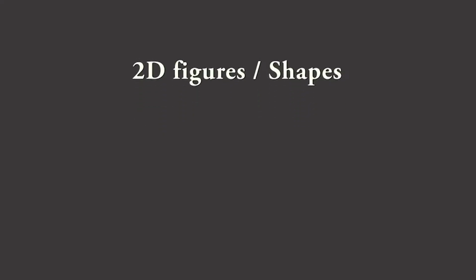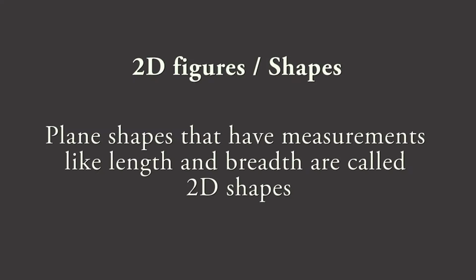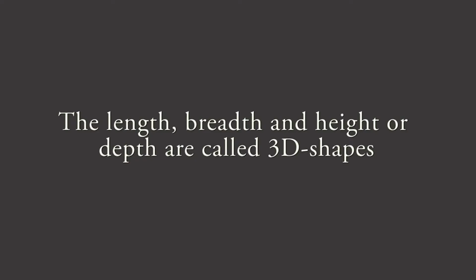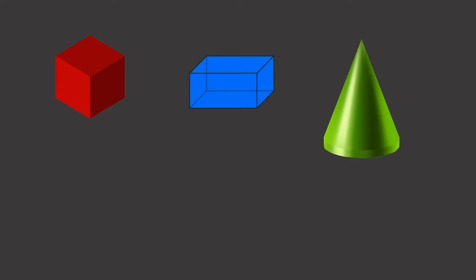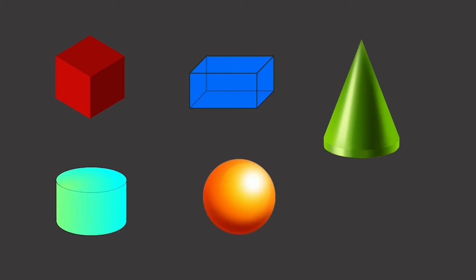2D figures or shapes. Plane shapes that have measurements like length and breadth are called 2D shapes. For example, a rectangle, a square, a triangle, or a circle. 3D figures or solids. Solid objects having three measures like the length, breadth, and height or depth are called 3D shapes. They also occupy space. For example, a cube, a cuboid, a cone, a cylinder, or a sphere.